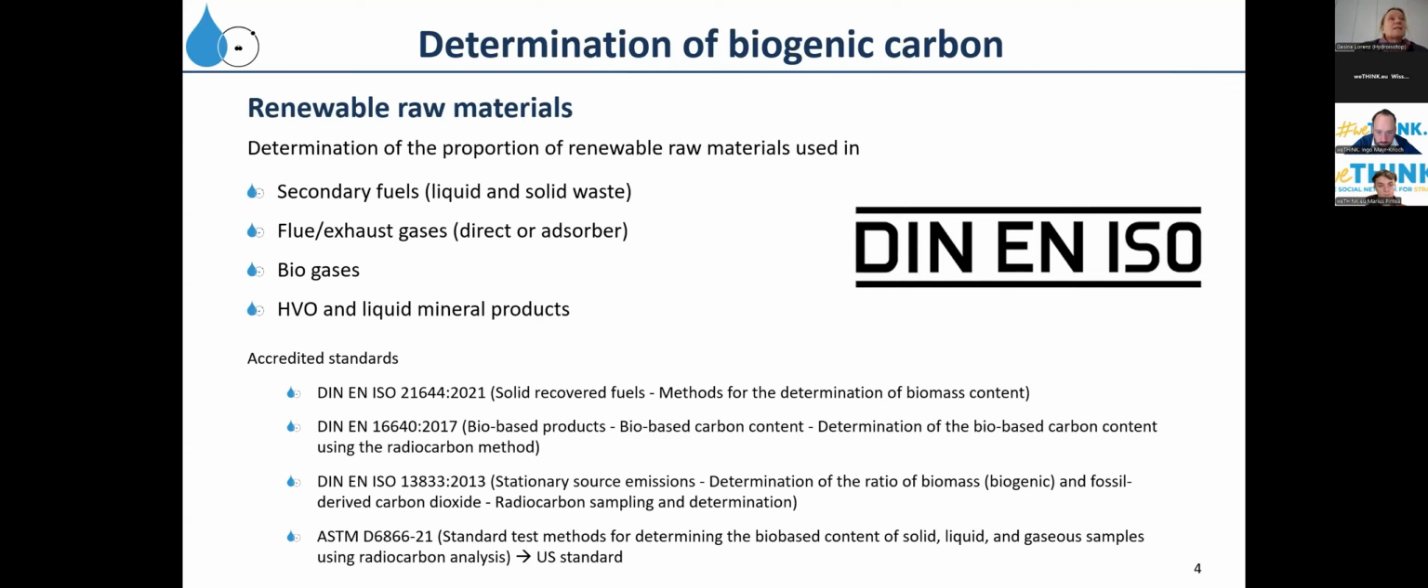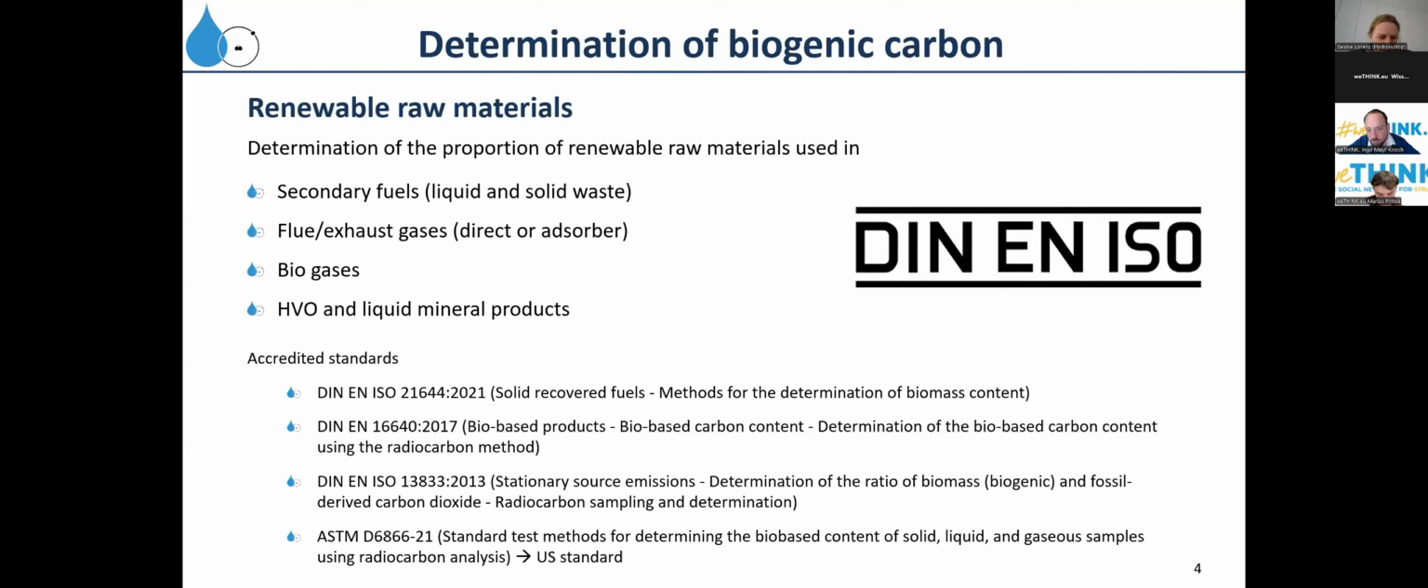Analytical methods always need a quality control. There are accredited standards which can be accredited according to the highest quality standards for laboratory. And first of all, I'd like to mention the DIN and ISO 21644, which is for solid recovered fuels. And we also use it for liquid recovered fuels, not only for solid ones. It has historic reasons why it is just for solids, but it doesn't really matter.